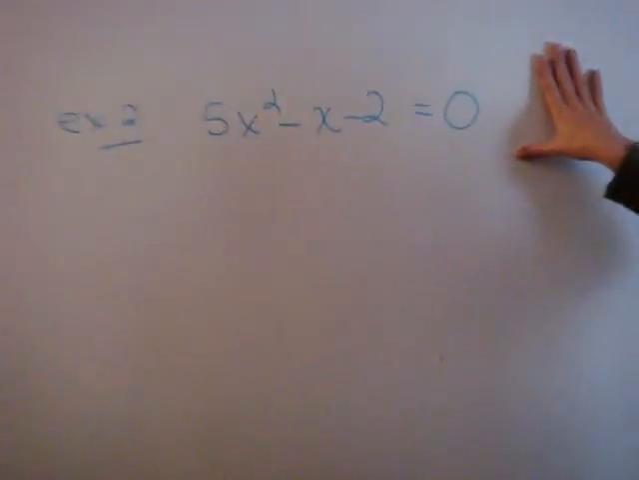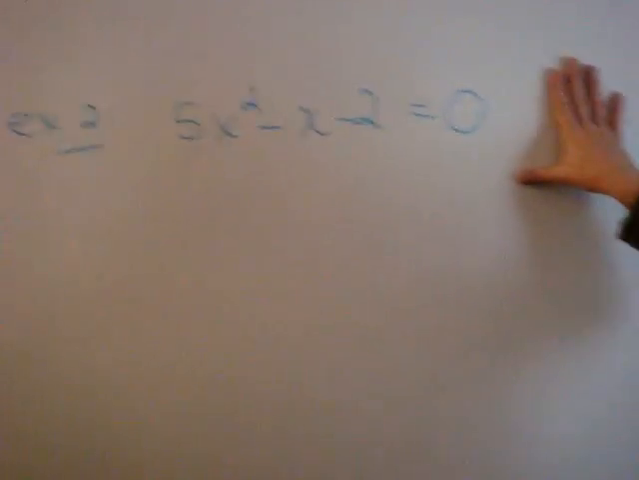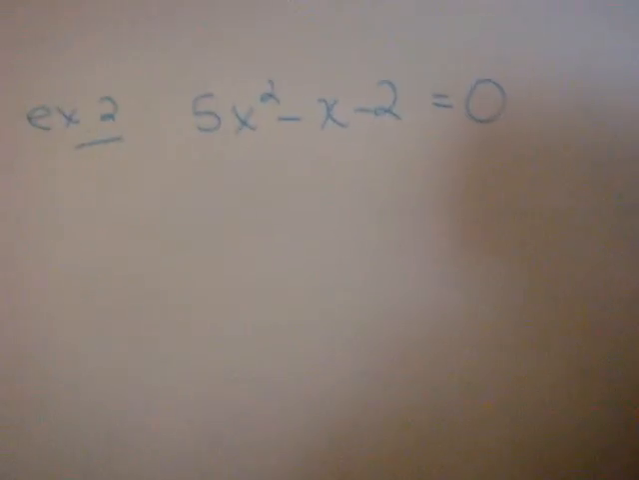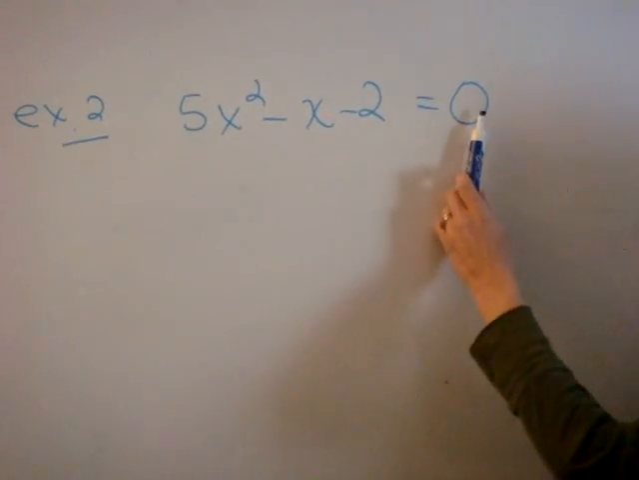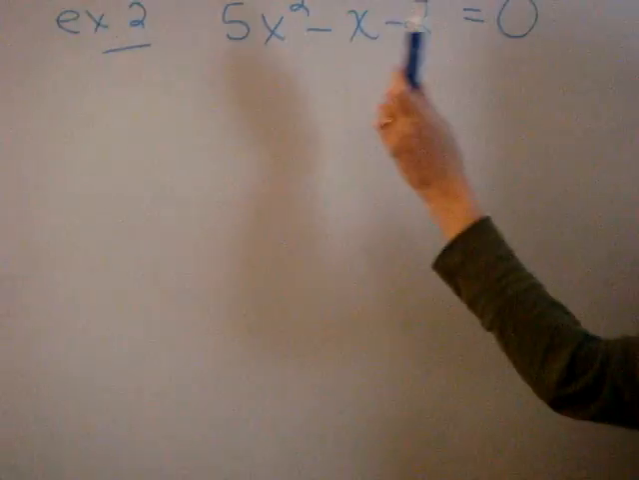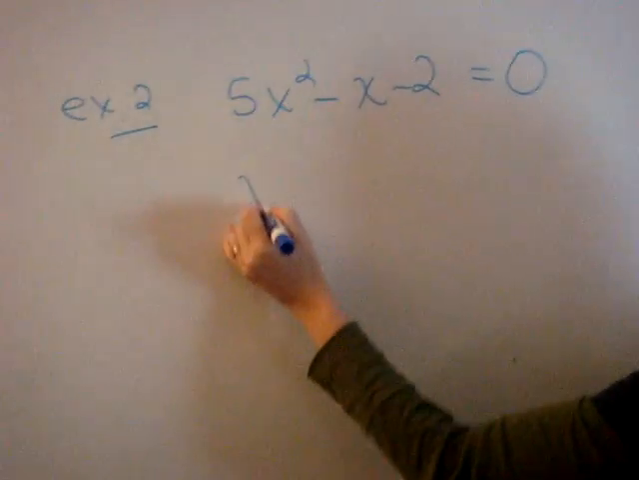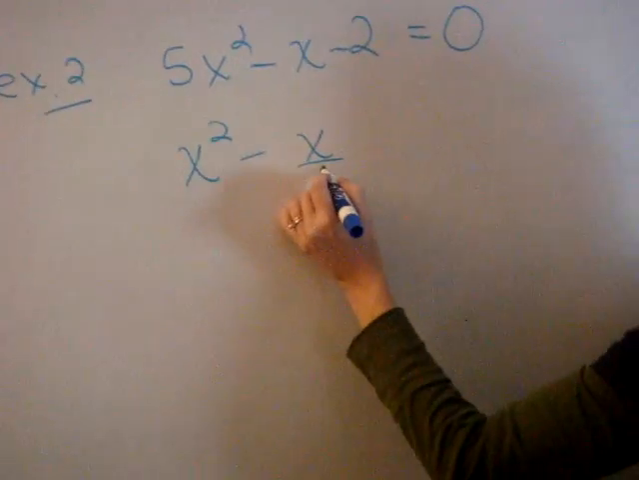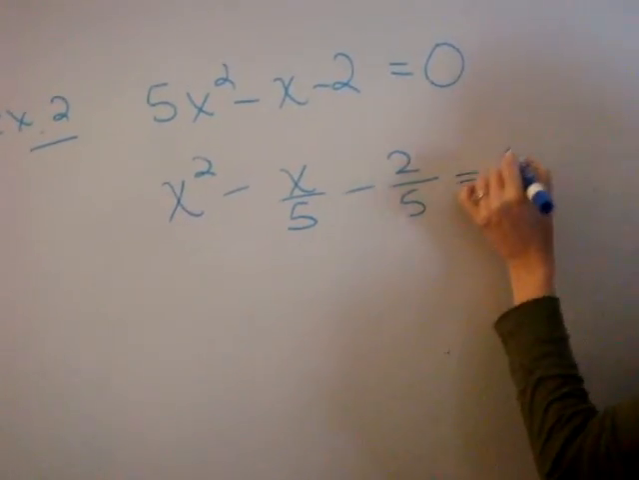This one looks more manageable. We'll see. We're supposed to solve this by completing the square. First thing we notice, there's a coefficient in front of our x squared term. We need to get rid of that by dividing every single term by 5. When you have an equation, what you do to one thing, you have to do to everything. So we're going to divide everything by 5, so we're going to get x squared minus x over 5 minus 2 over 5 equals 0.